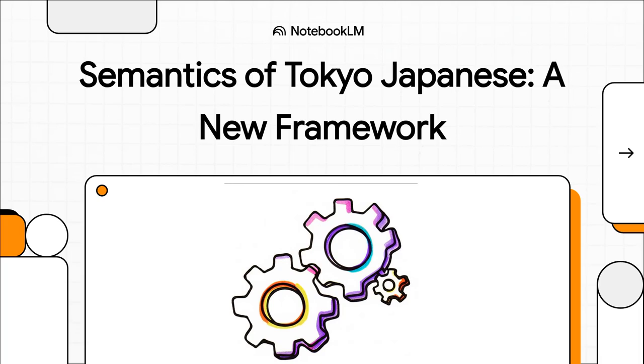All right, today we're diving into a really fascinating new formal framework for the semantics of Tokyo Japanese, laid out in a manuscript by Junichi Aida. What's so exciting about this is that it proposes a single, unified semantic engine that derives meaning by pulling together particles, prosody, and syntax all in one compositional process.